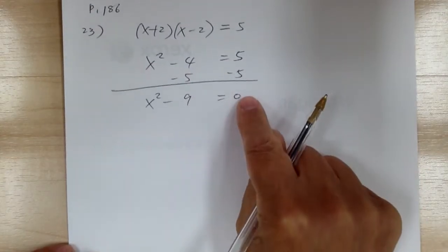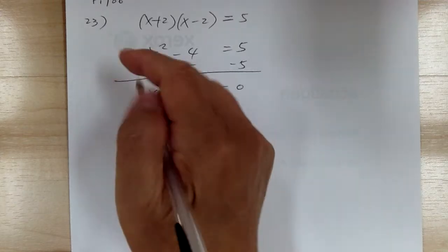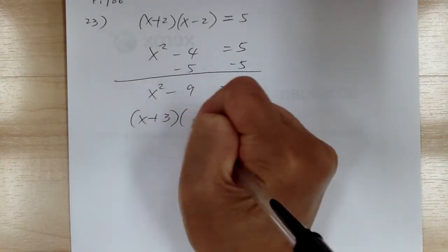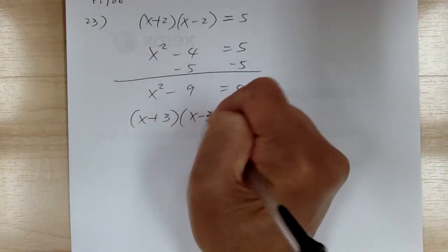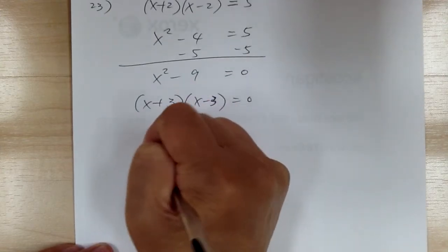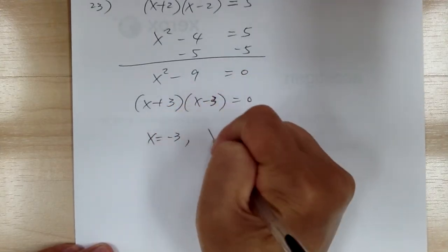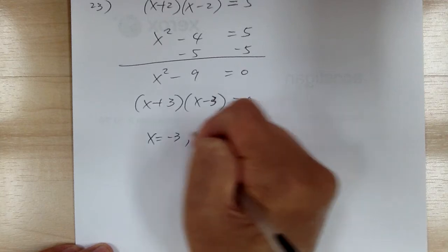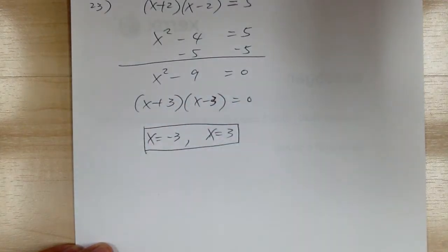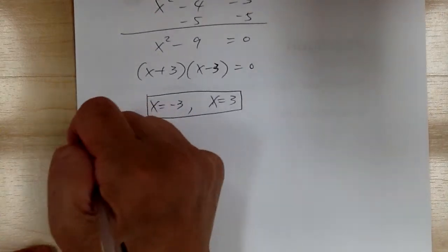Okay, so once it's equal to 0, now we can redo the factoring. So you're going to get x plus 3, x minus 3. And then from here, you're going to get x equal to negative 3. From this one, you're going to get x equal to 3. Okay, let's go to number 25.